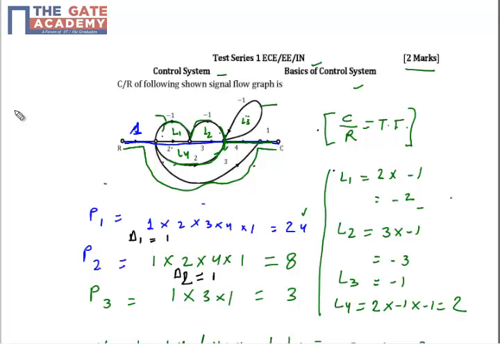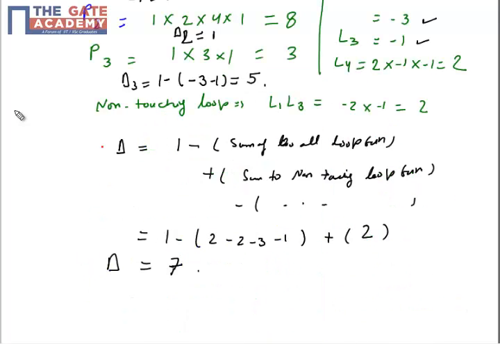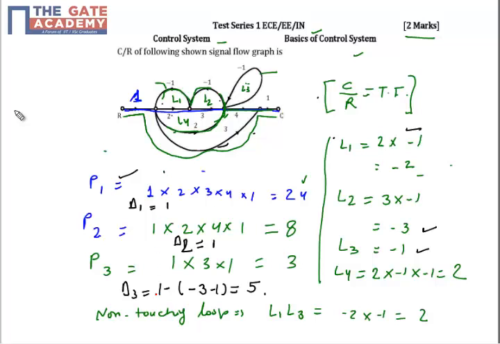But the forward path 3, this outer path, is interesting because it is not touching L2 and L3. Although L1 is touched by this forward path 3, L2 and L3 are not touched. So corresponding to forward path 3, we will have delta 3 equal to 1 minus the sum of L2 and L3. L2 is -3 and L3 is -1. So 1 minus of (-3 -1) comes out as 5. Okay, so now we have calculated everything: the forward path gains, the loop gains, delta, and delta 1, delta 2, delta 3 corresponding to all 3 forward paths.